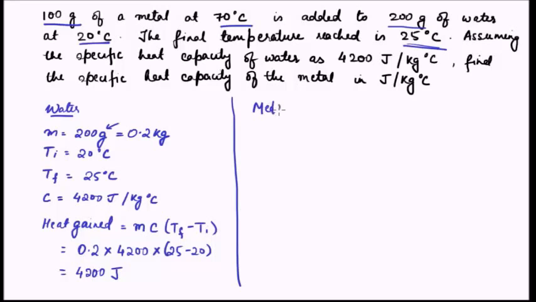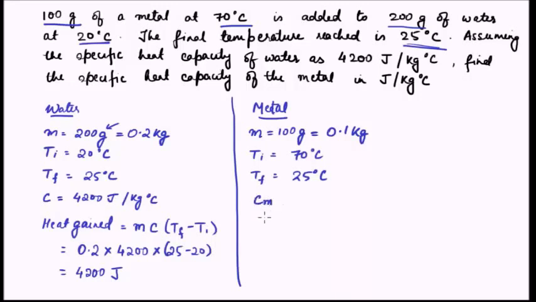Now let me go into the metal side. What is happening with the metal? Metal is being cooled down from 70 degrees Celsius to 25 degrees Celsius. So let me write the known factors. The first thing that is known is the mass of the metal, which is 100 gram. Since we are supposed to find the specific heat capacity in joule per kilogram degree Celsius, I'll be converting this mass into kilograms. 100 gram is 0.1 kilogram. Now the temperature initial was 70 degrees Celsius. Temperature final is 25 degrees Celsius. Specific heat capacity, let it be C metal.